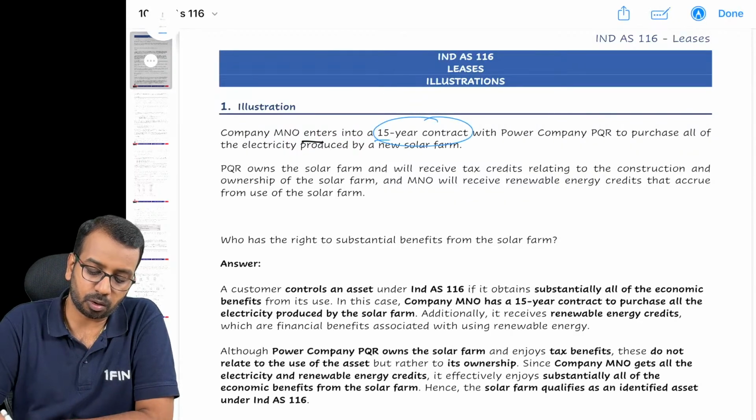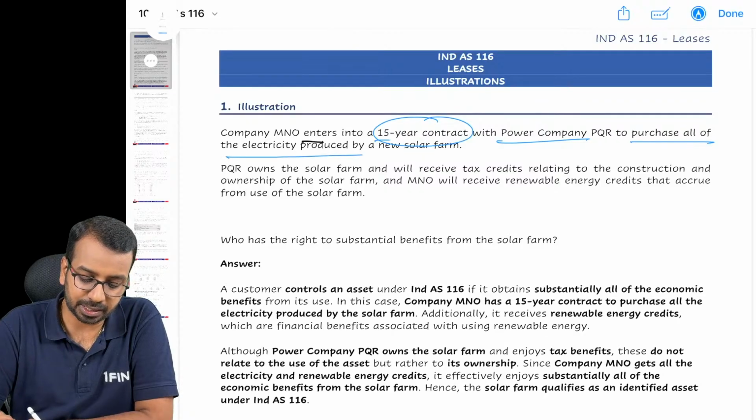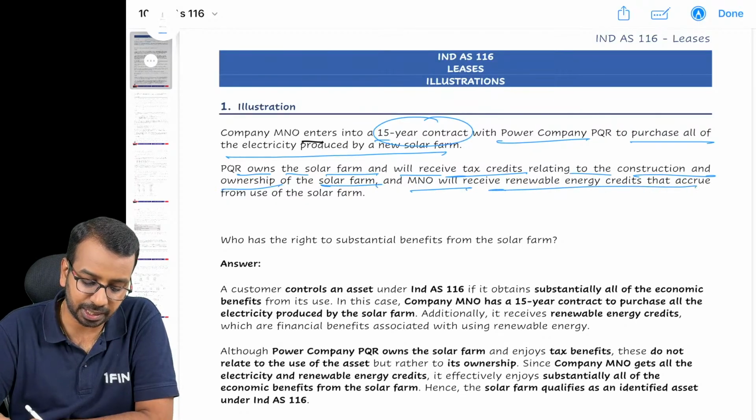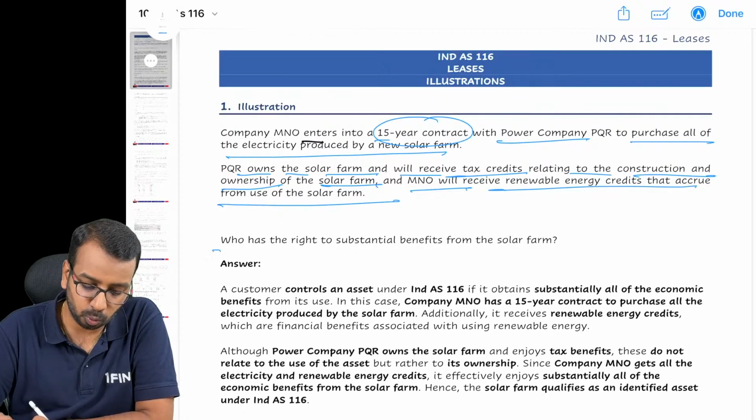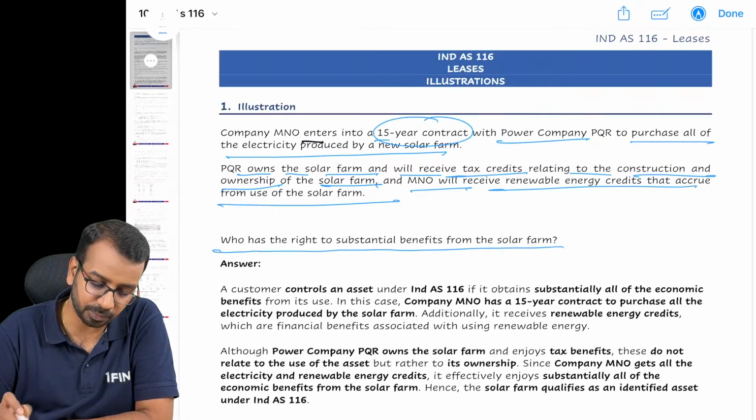Company enters into a 15-year contract with a power company to purchase all of the electricity produced. PQR owns the solar farm and will receive tax credits relating to the construction and ownership of the farm. MNO will receive renewable energy credits that accrue from the use. So who has the right to substantial benefit from the solar farm?